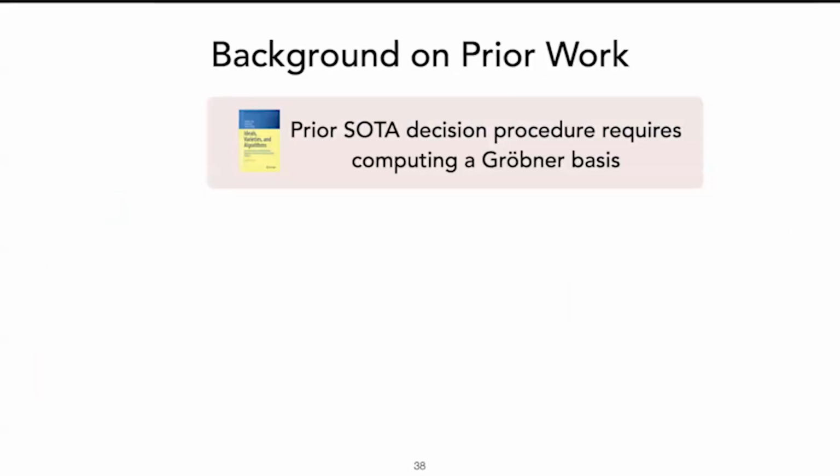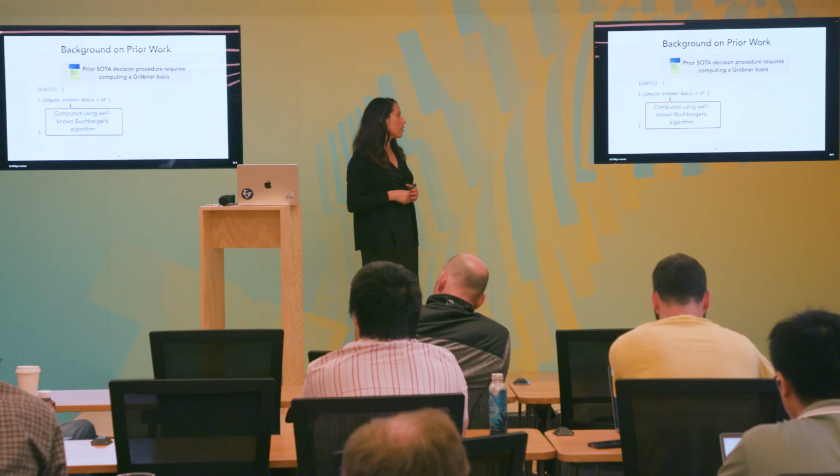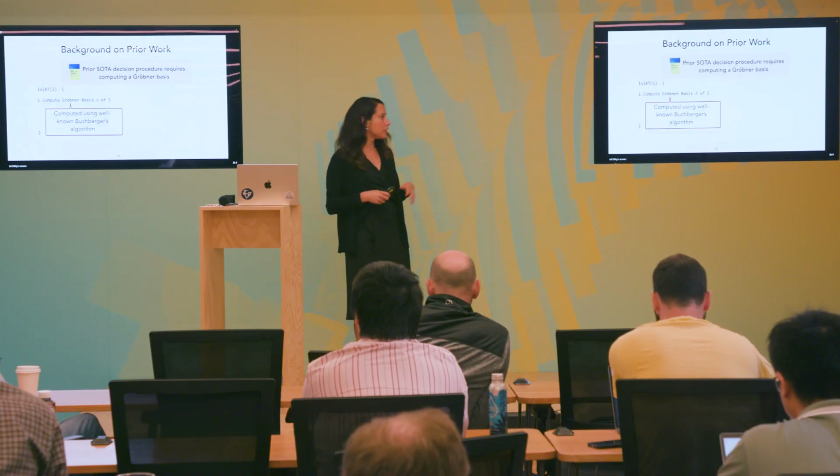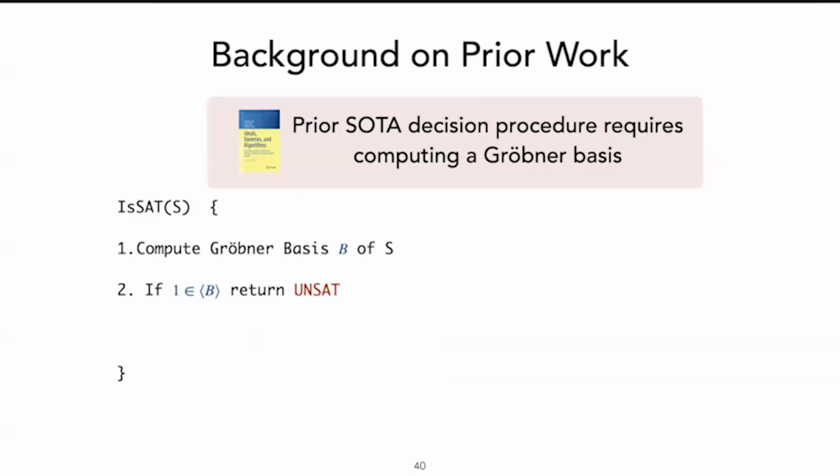This is exactly what the prior state-of-the-art decision procedure does. It first starts by computing a Gröbner basis. Given our set of polynomials S, it uses this well-known algorithm, or one of its many variants, called Buchberger's technique, and it computes a Gröbner basis B of S. Then it does the ideal membership test, which can be done in linear time. So if 1 is in the ideal, it returns unsat.